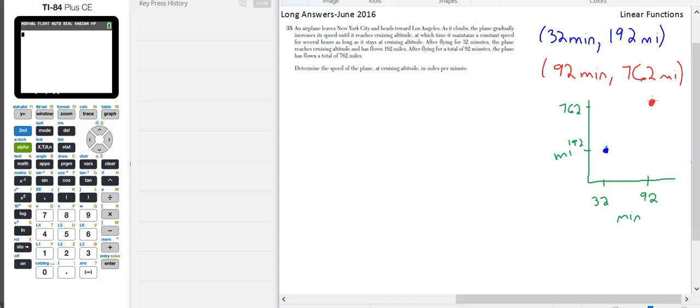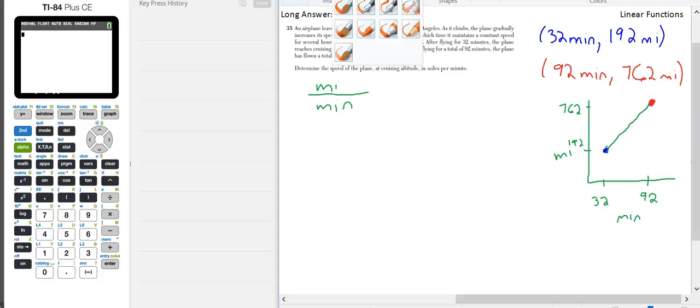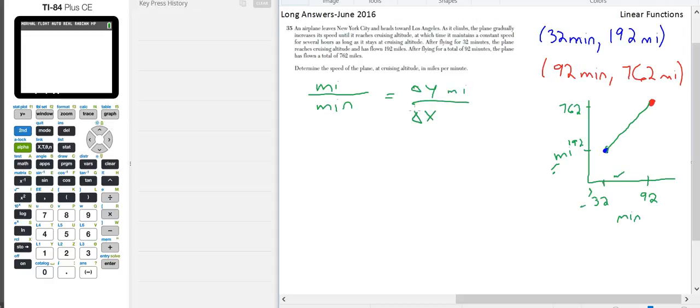So what we have over here is a line, a line between these 2 points. And they want us to find the speed of the plane at cruising altitude in miles per minute. They want an answer in miles per minute. So if we find the slope, which is the change in the y values, in this case miles, over the change in the x values, in this case minutes, we'll be able to find the rate of change over this interval using these 2 points.